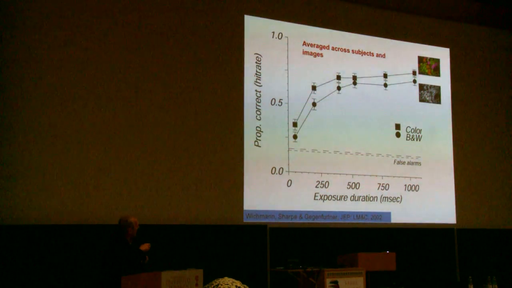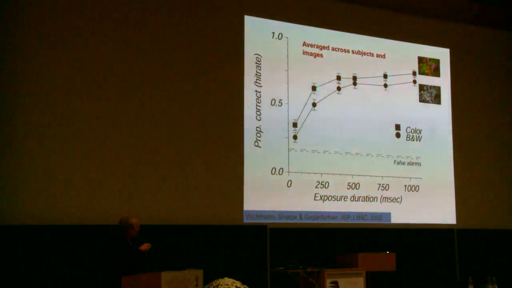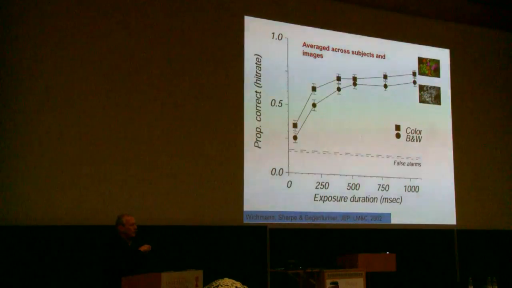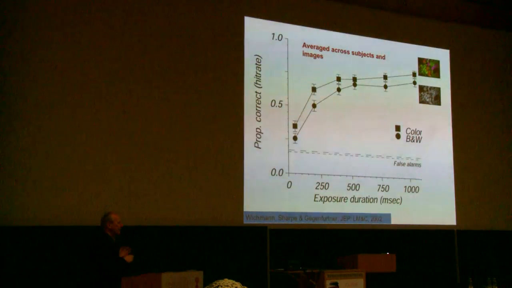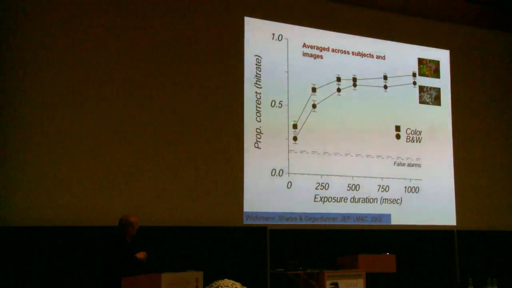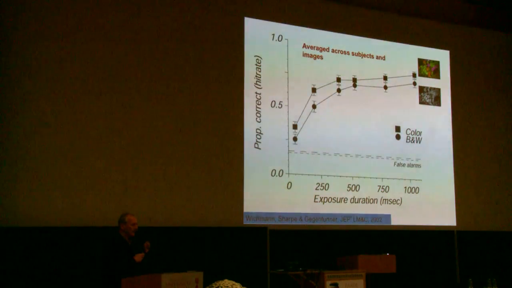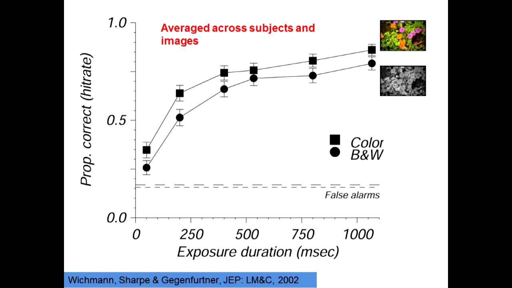The second aspect, which is important here, is that the curve for the color images is above the curve for the black and white images. So people do remember the color images better than the black and white images. And one thing that was stunning to us from these experiments was that this was the case even for the very short presentation duration of 50 milliseconds. And I'm going to get back to that point in just a minute.